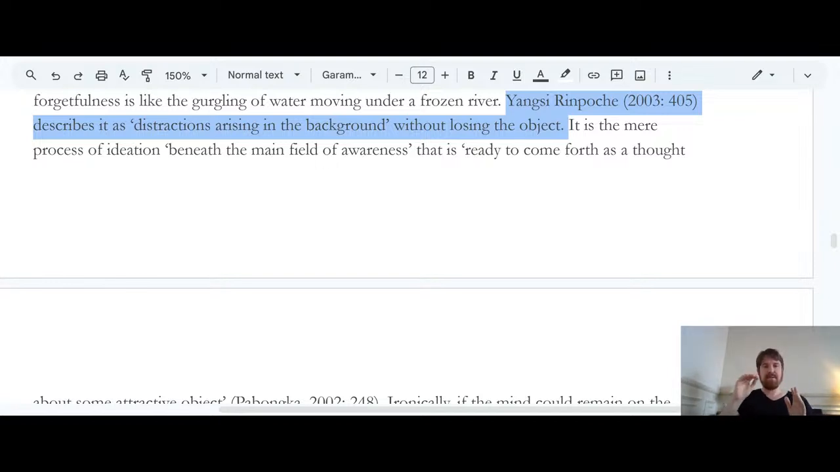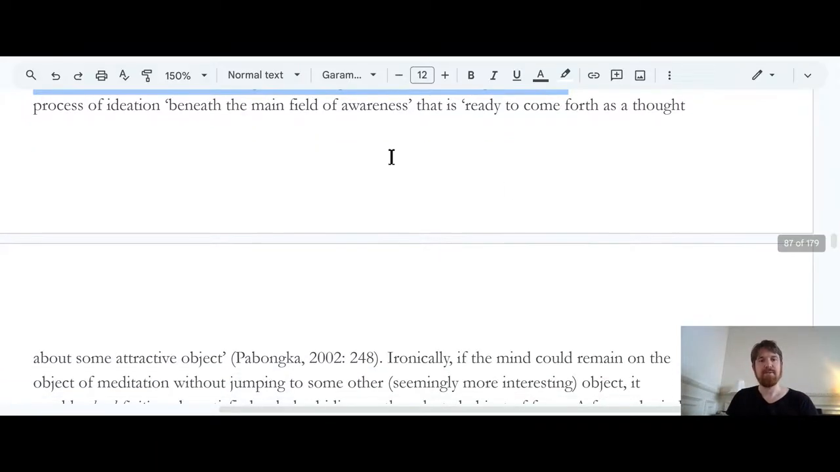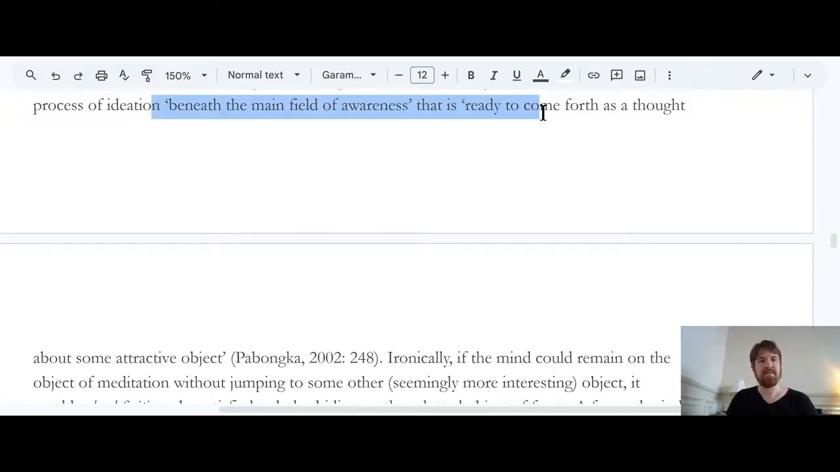Right. So subtle excitement means that there are distractions happening in the background. You're holding your mind on the object. Your mind never fully leaves the object, but in the background of your mind, there's like white noise happening. Your mind is getting ready to jump, but it hasn't jumped yet. Another way to think about this is that it is beneath the main field of awareness. The main field of awareness is like when you focus on this little patch of skin on your nostril, for example, and it has filled up your awareness, right? That patch of nostril seems like it's filling the main sphere of your awareness. But in the background of that awareness, ready to jump forth, Pabongka Rinpoche says.